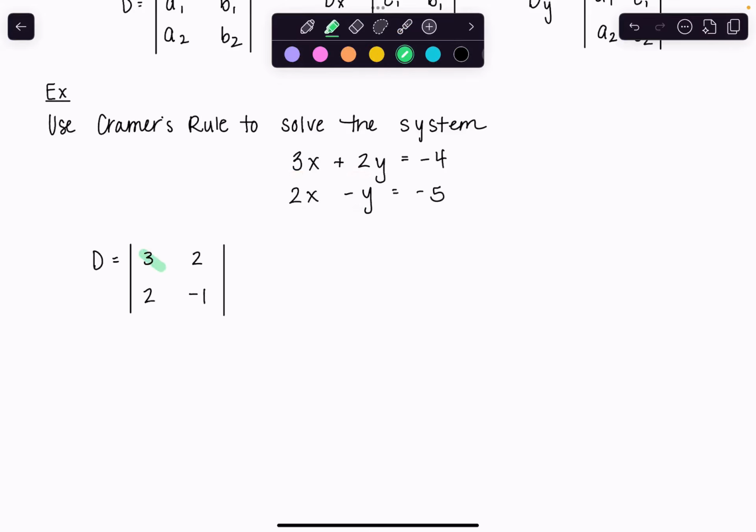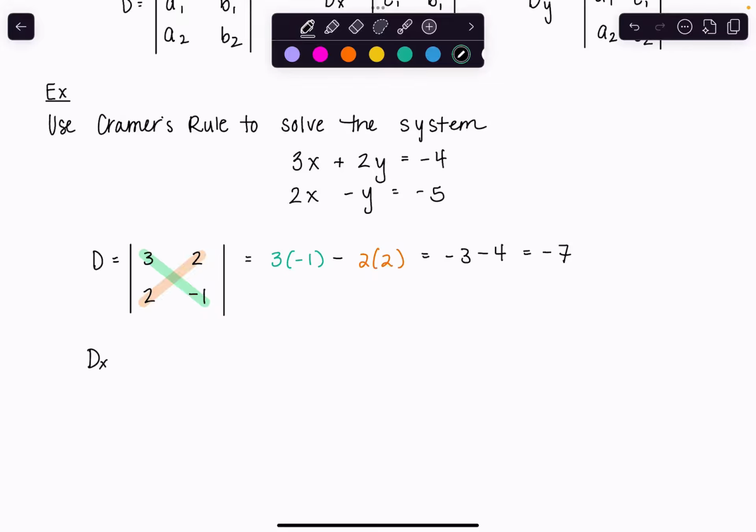So the determinant of a 2 by 2, I take the product. So that gives me 3 times negative 1. And then I subtract the off diagonal, which is 2 times 2. So that gives me negative 3 minus 4. The determinant of this matrix is negative 7, which is good because this is going to go in the bottom. I don't want to divide by 0. That's why we need a D to not equal 0.